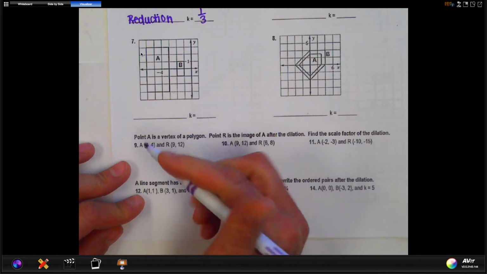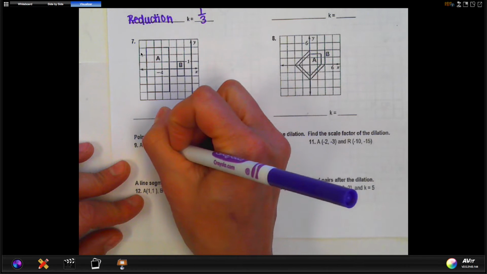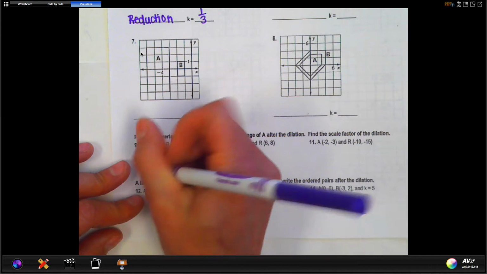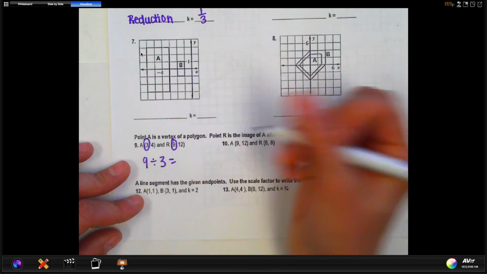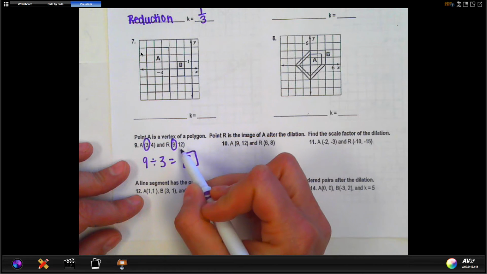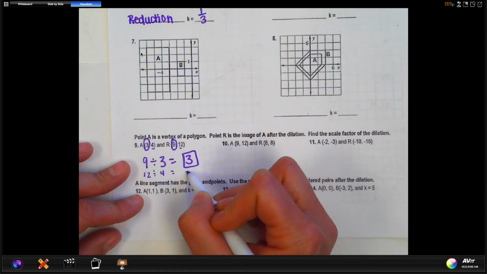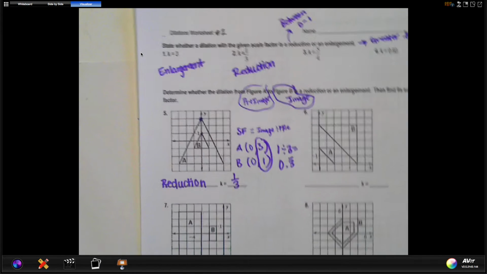Now, if you decide to use the first coordinate, you have to use the first coordinate for both. So I'm going to use this one and this one, right? We're going to do our image, 9, divided by our pre-image, 3. And that tells us that our scale factor is 3. Had you chosen the other one, 12 divided by 4, you can do that as well. You will still get 3 here. And that's how you do this whole section. Okay? All right. That should give you a good start on there.